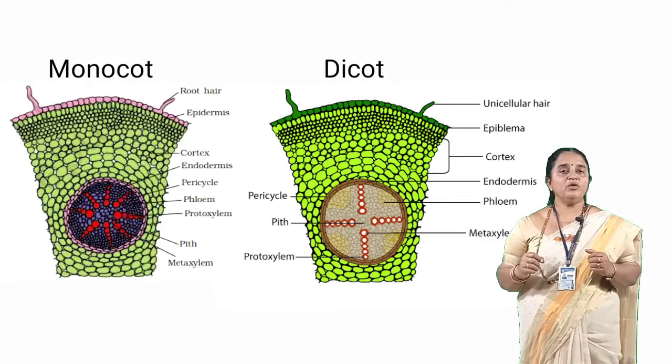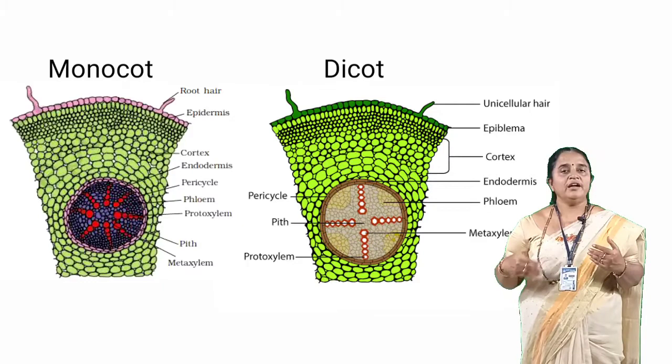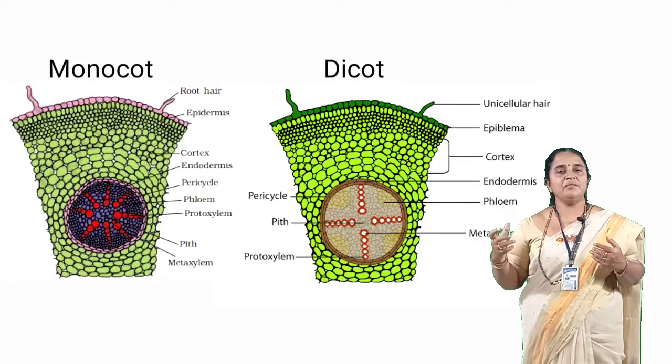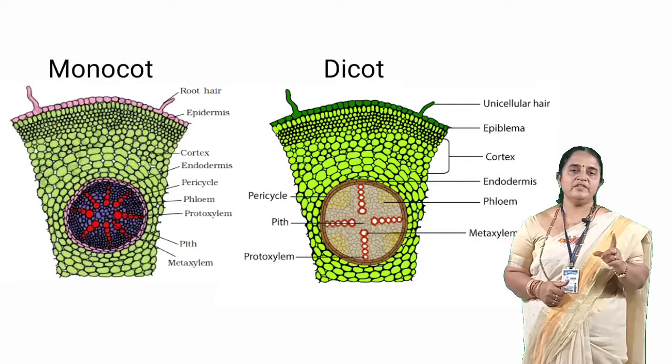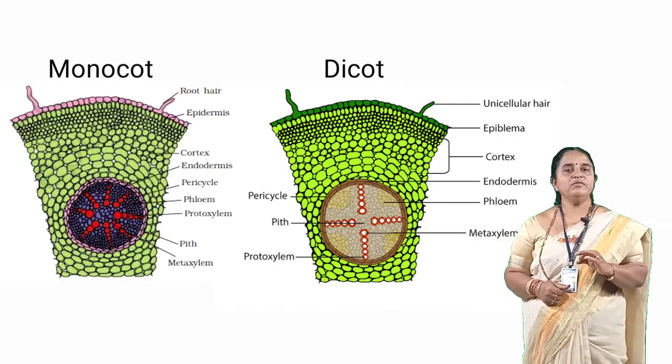Reduced pith or medulla we can see in dicot root, and well-developed, big, functional medulla or pith we can see in monocot root. With this, I'll conclude this session on anatomy of roots.